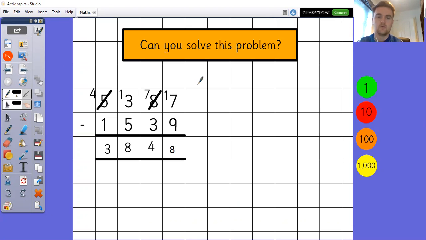Okay, so we can't do 7 take away 9, so we have to borrow from next door. We take 1 ten and turn that into 10 ones, which means it becomes 17 take away 9, which gives us 8 ones. It was 8 tens take away 3 tens. Now we've borrowed one of those tens, so it's 7 tens take away 3 tens, which is 4 tens. 300s take away 500s we can't do, so we have to borrow 1,000 and change that to 10 hundreds. So 1,300s take away 500s gives us 800s, and 4,000s take away 1,000 gives us 3,000. So we end up with the answer of 3,846.